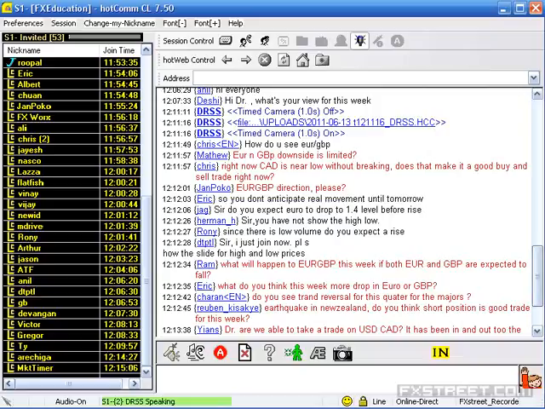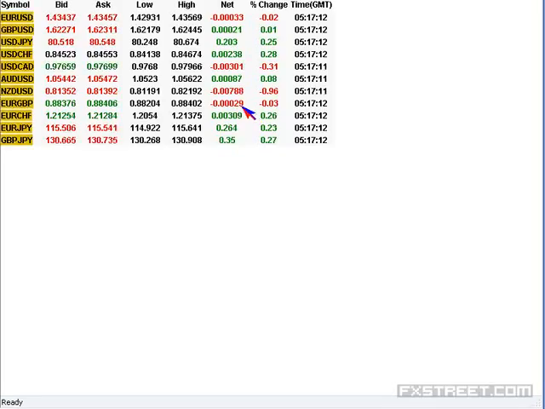Then Chris, how do you see Euro GBP? Euro GBP, they took it almost to 0.90, and then they started making the drop. Now a 3 pips negative net change is seen. GBP is showing positive net change, Euro is showing negative net change.